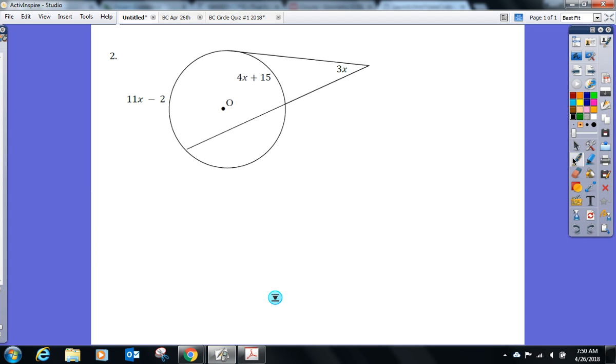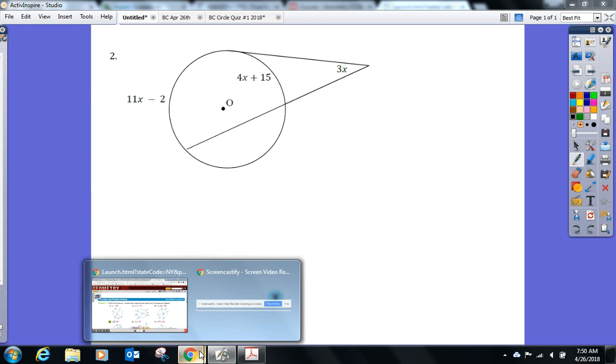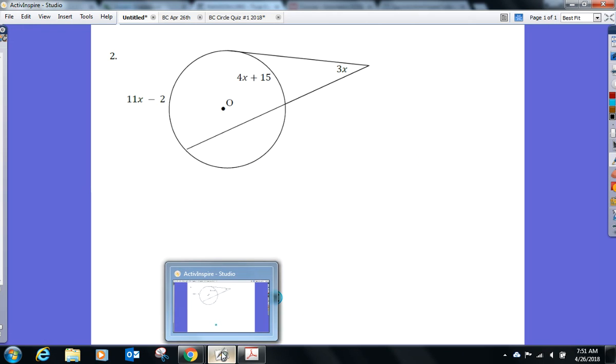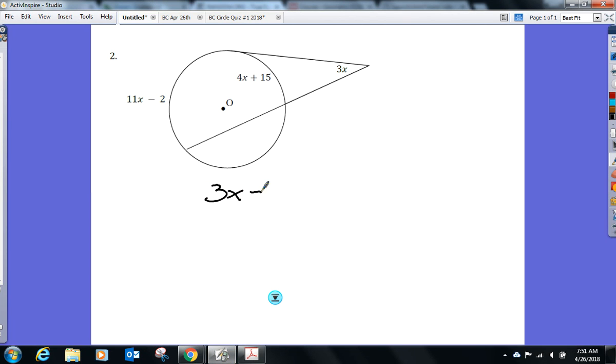Number 2 from the packet. Angle. That angle they labeled 3x. Is it inside or outside the circle? Here we go. Let's start it off. 26. Is this inside or outside the circle? It's outside. So I find any angle outside the circle by taking half of 2 arcs subtracted.